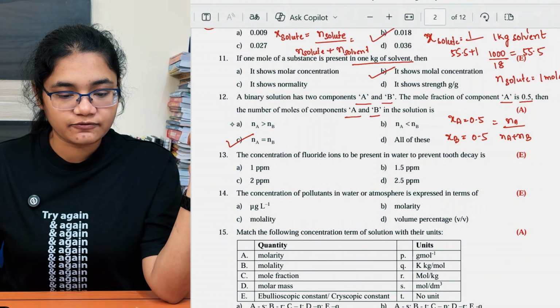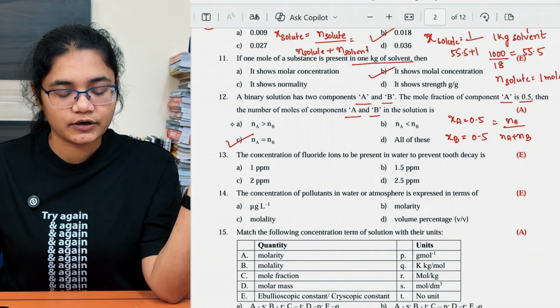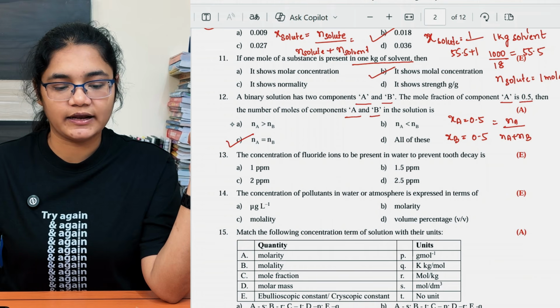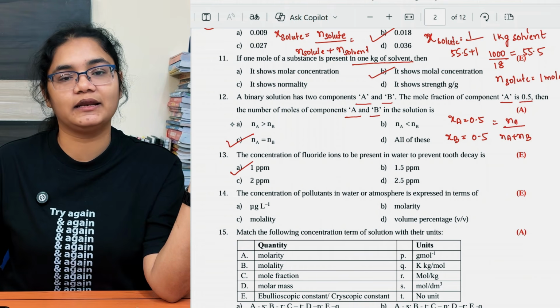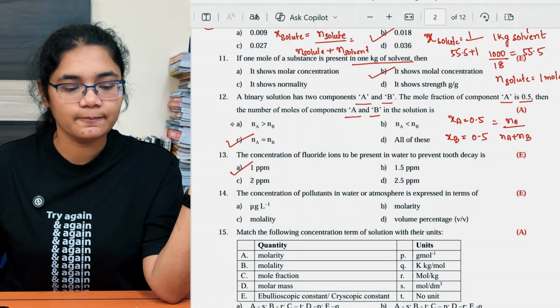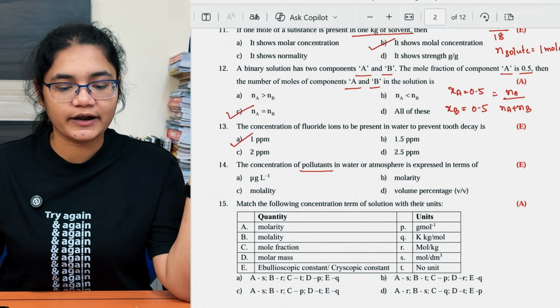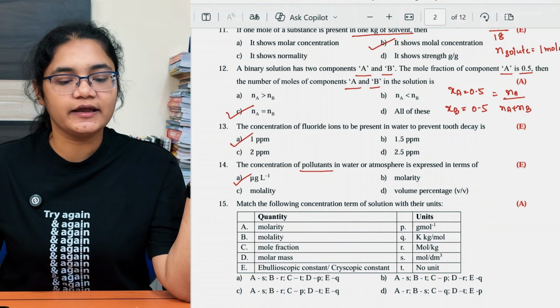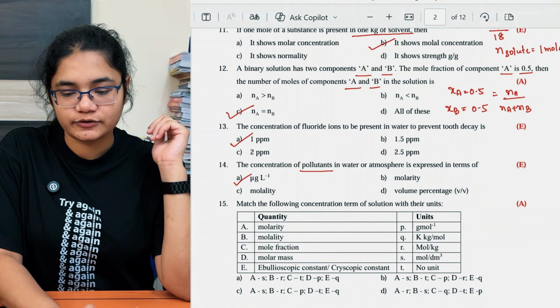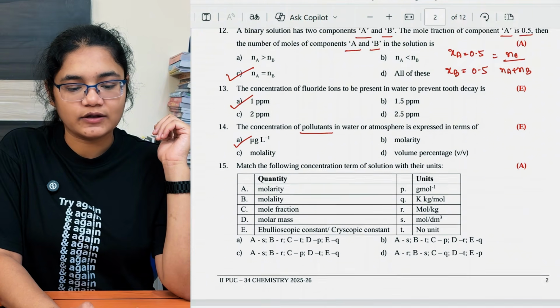Next, the concentration of fluoride ions to be present in water to prevent tooth decay. Okay, it has to be 1 ppm. So option number A is the correct answer here. Okay, now let's see question number 14. The concentration of pollutants in water or atmosphere is expressed in terms of microgram per liter. Okay, so these are some applications of the concentration terms.